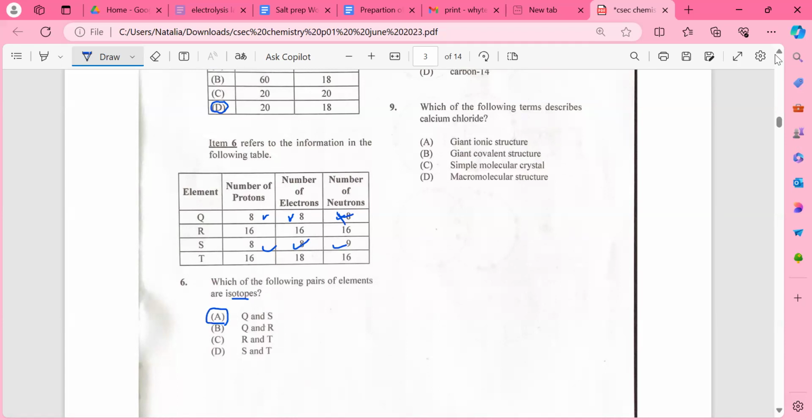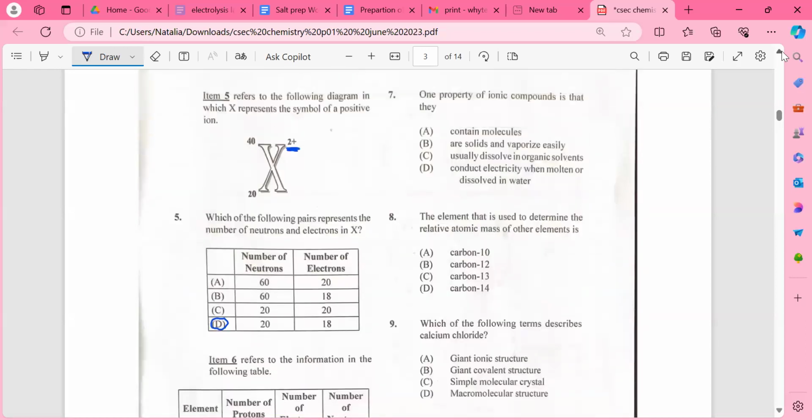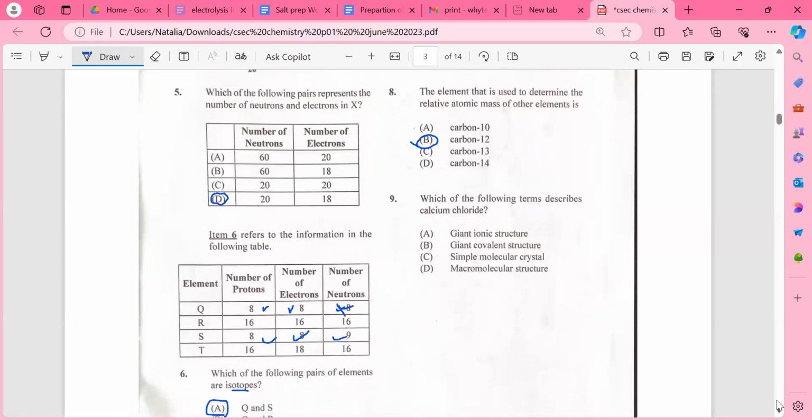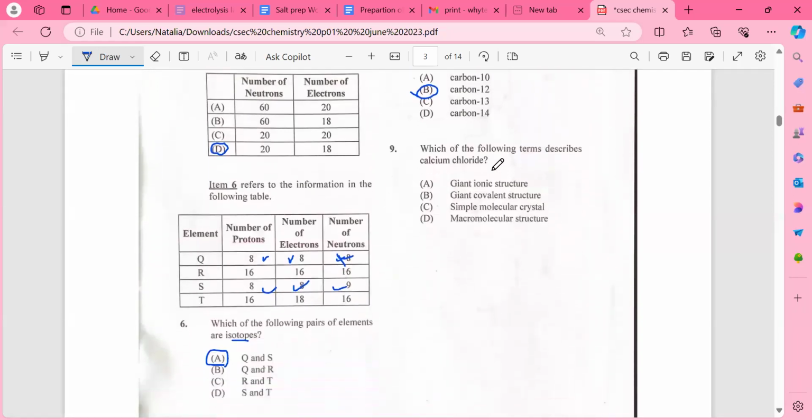All right, so let's continue. Here we have one property of any ionic compound: it conducts electricity when molten or dissolved in water. The element used to determine the relative atomic mass of other elements is carbon-12. Which of the following terms describes calcium chloride? Calcium chloride is an ionic compound.